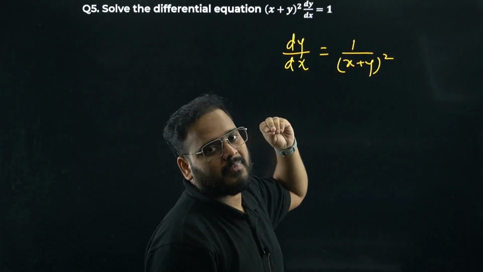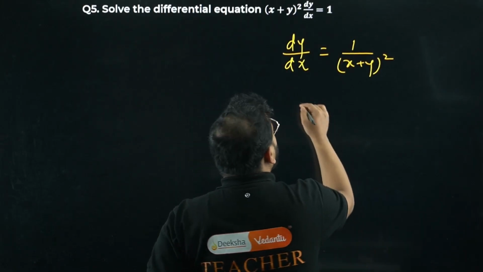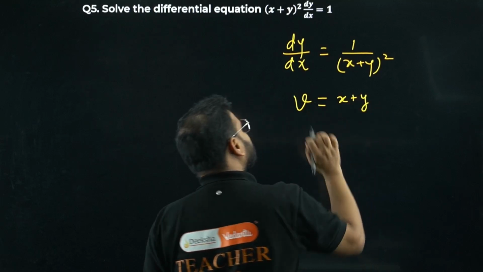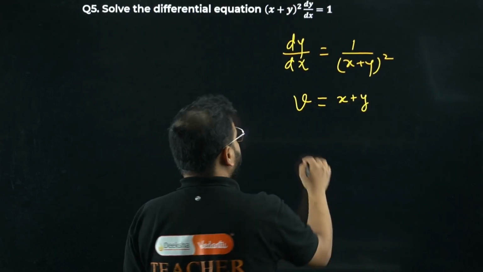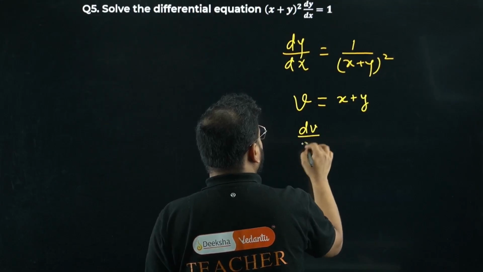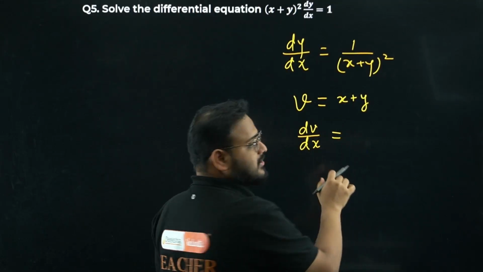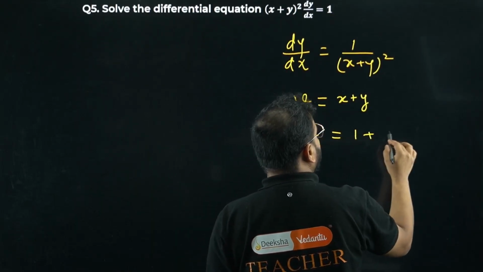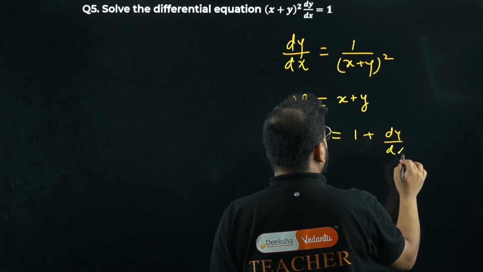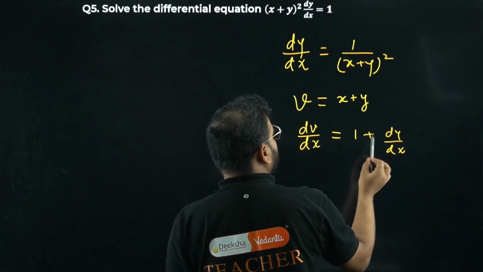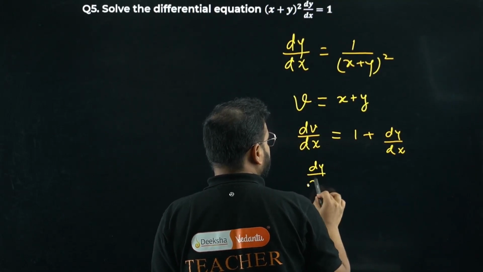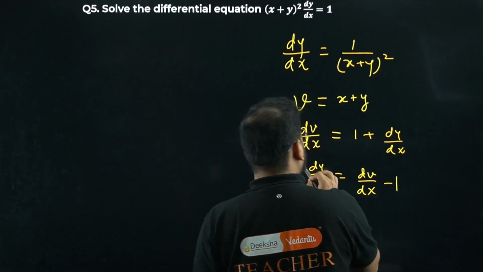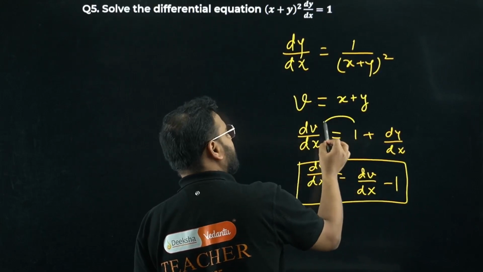So what you can do is make a substitution. Whenever things are very difficult, most of the time substitution helps. So take x plus y as v. Now differentiate it, and you will get dv by dx. Why differentiate? Because you have to replace dy by dx with dv by dx. We have 1 over here, and dy by dx, so dy by dx will become dv by dx minus 1. Agreed, right?